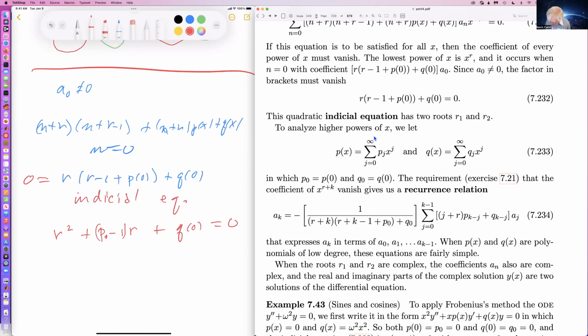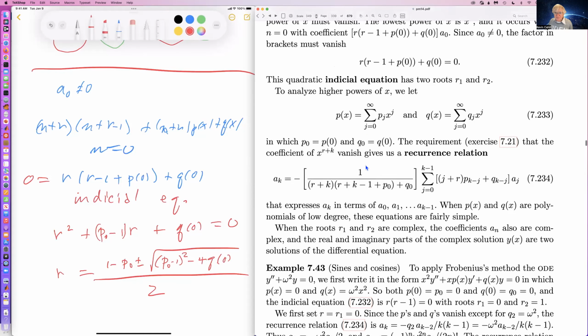So if I haven't made a mistake here, right. And so we said r is equal to 1 minus p0 plus or minus the square root of (p0 minus 1) squared minus 4q0, divided by 2. And these are the two roots then.